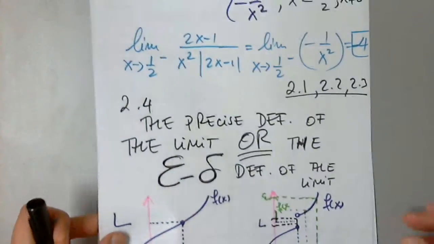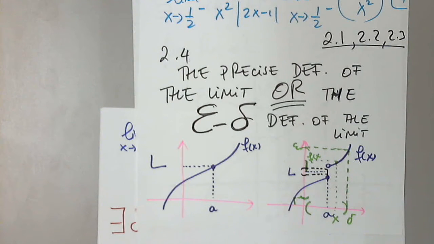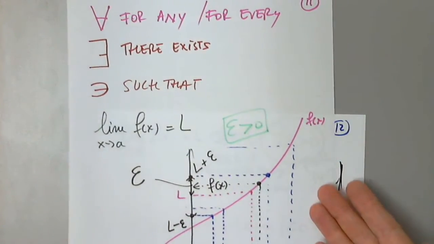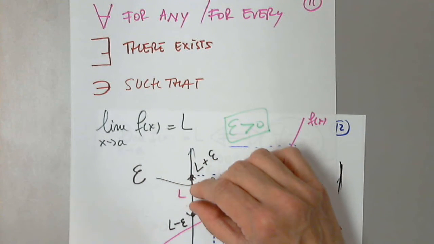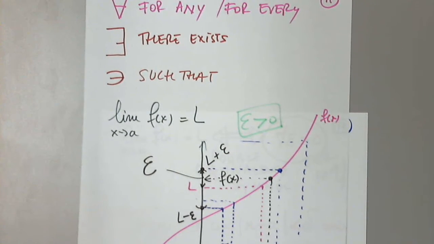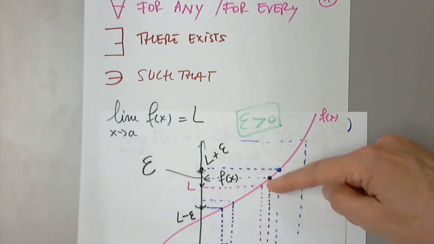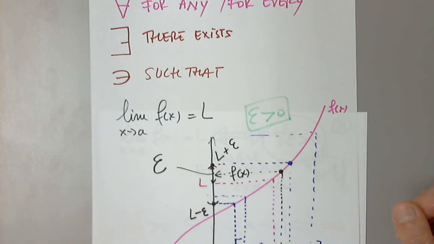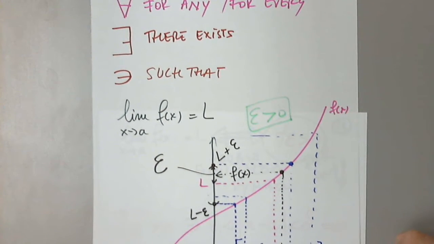So the limit exists only if the mechanism works for any epsilon. This works for 5 epsilons, but not for the rest million. So the limit does not exist. Here the limit exists, because I can show this mechanism for any epsilon I want. As small as I want it to be, I will find the corresponding delta such that whenever I pick x, f of x will fall within epsilon away from the limit, because the limit exists.